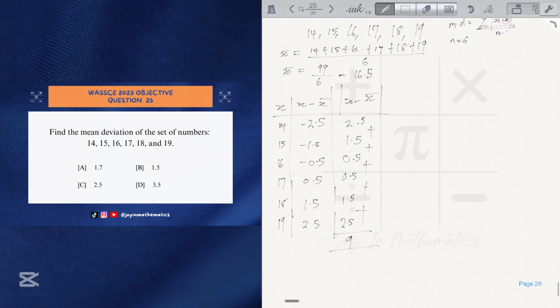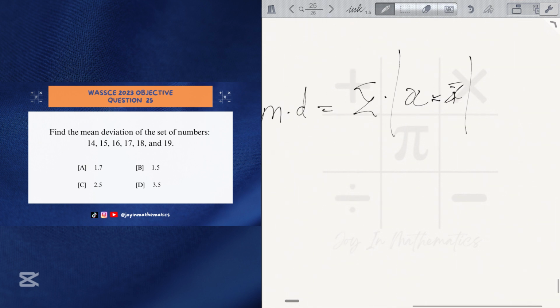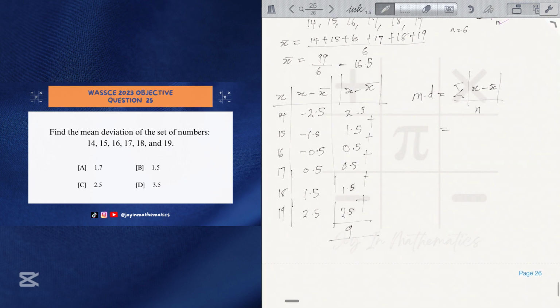So we recall the formula of mean deviation again. The mean deviation is the summation of the modulus of x minus x bar. Okay, let's rewrite that. Mean deviation is the summation of the modulus of x minus x bar, all divided by n. So the summation here is 9.